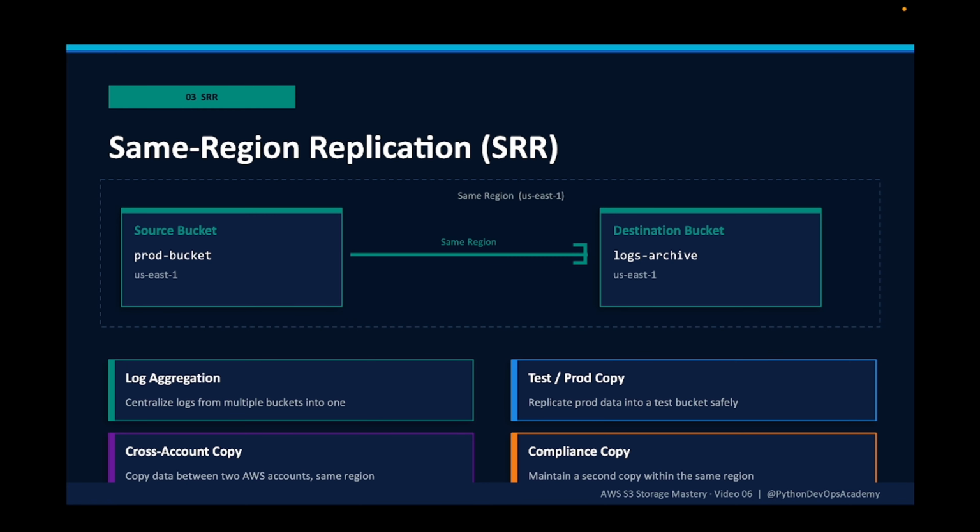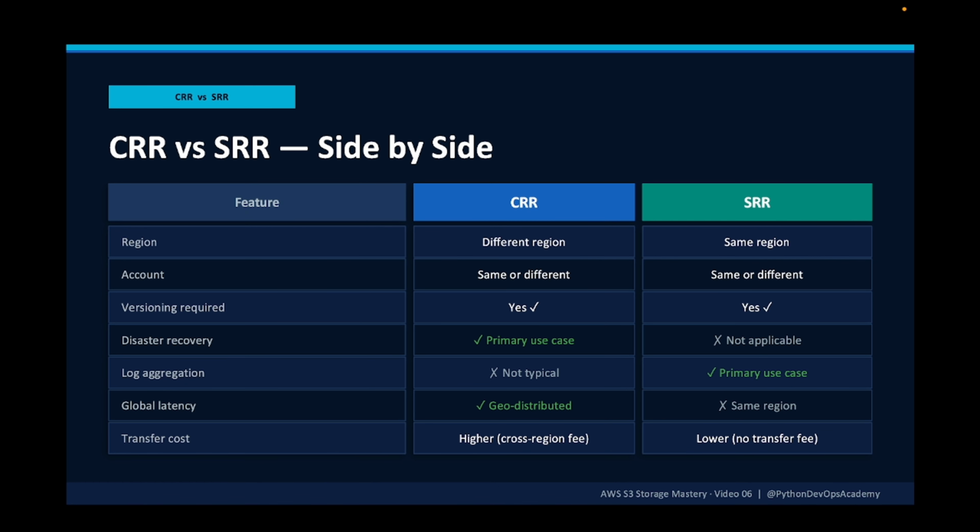In the case of SRR, we have a source bucket and a destination bucket, both in the same region. The use cases are: you can aggregate logs, you can copy data from test to prod or prod to test, and you can separate the data as well. If you require a cross account copy, you can do that. If you have a compliance copy, then you can do it via SRR. So this is the case of SRR.